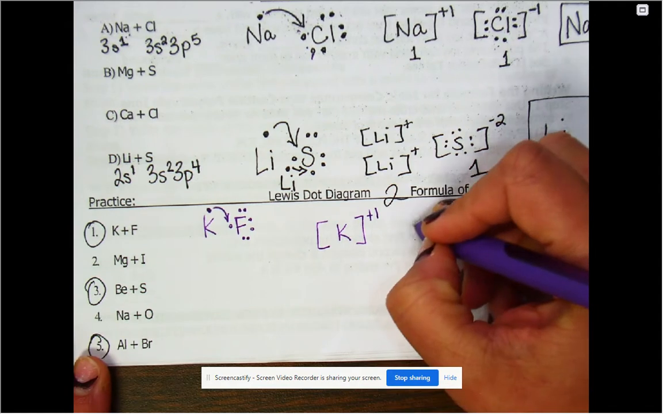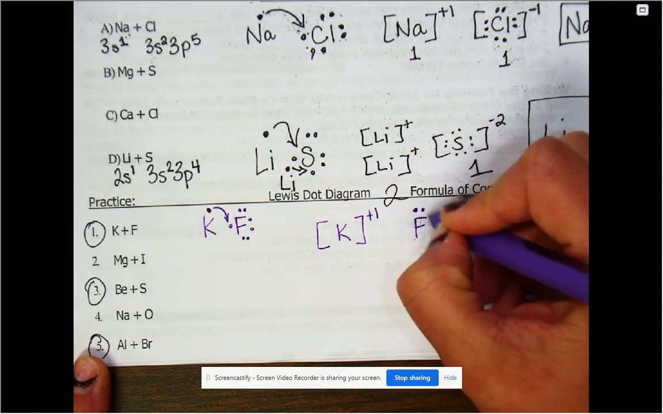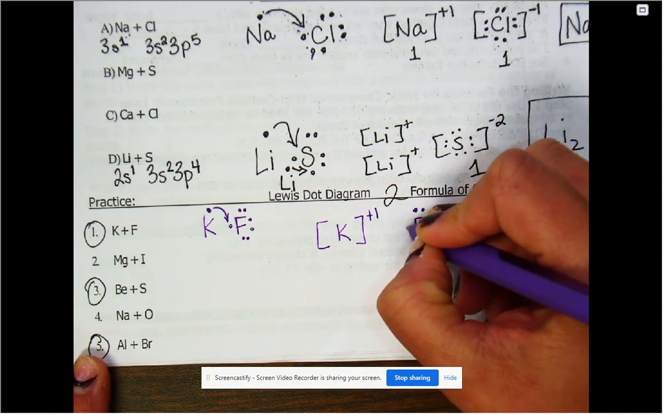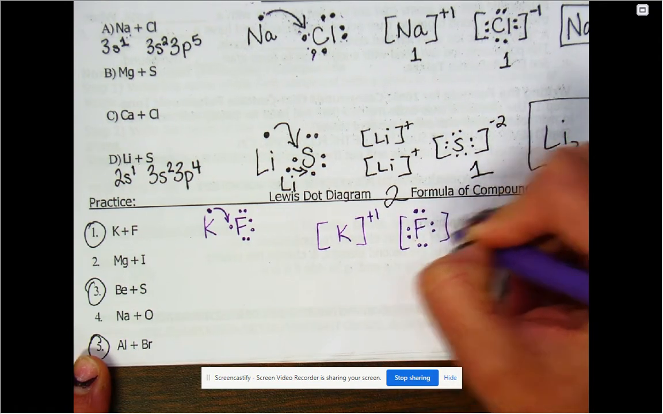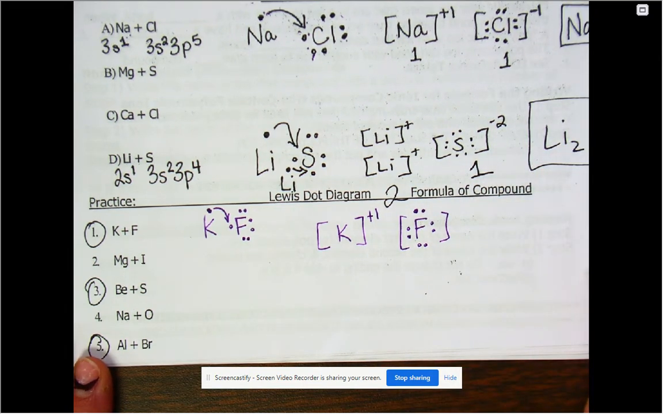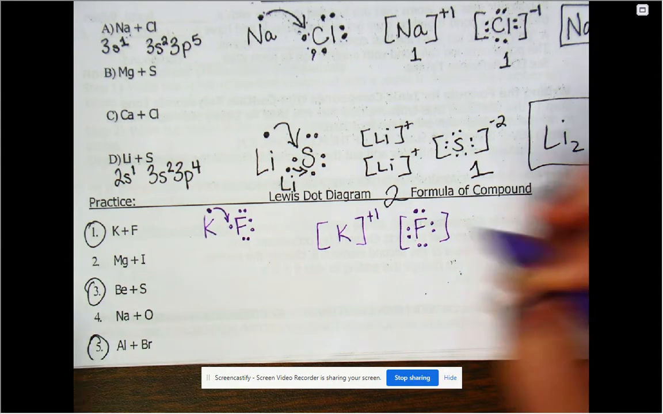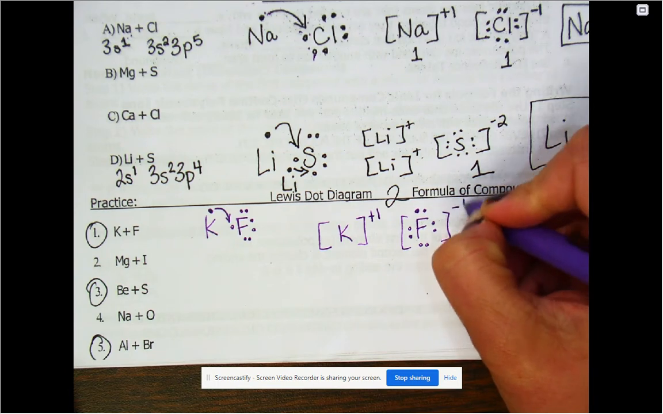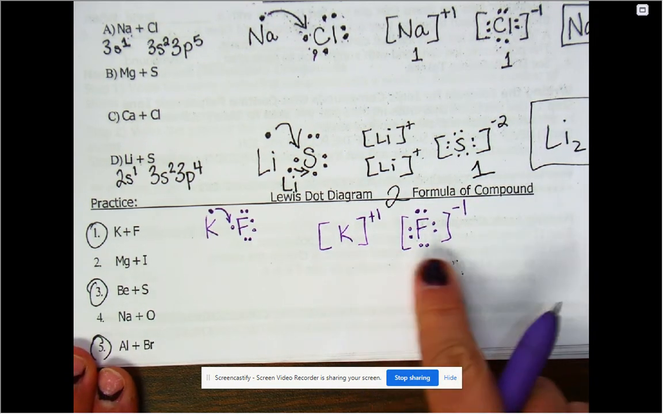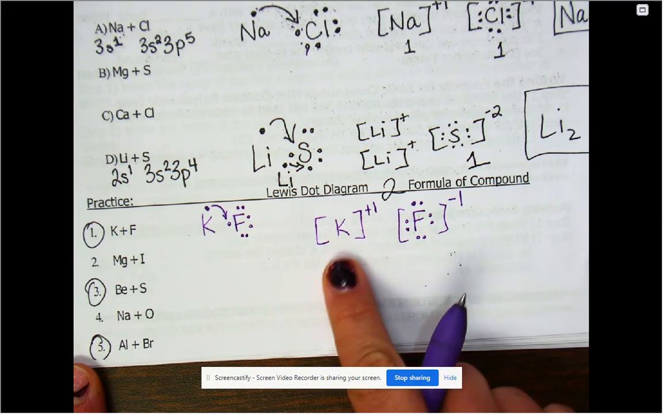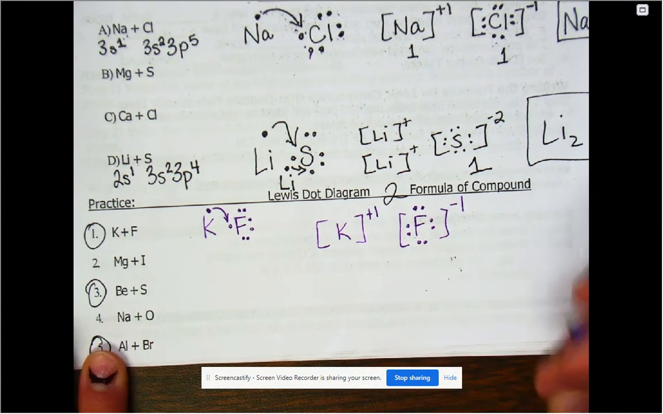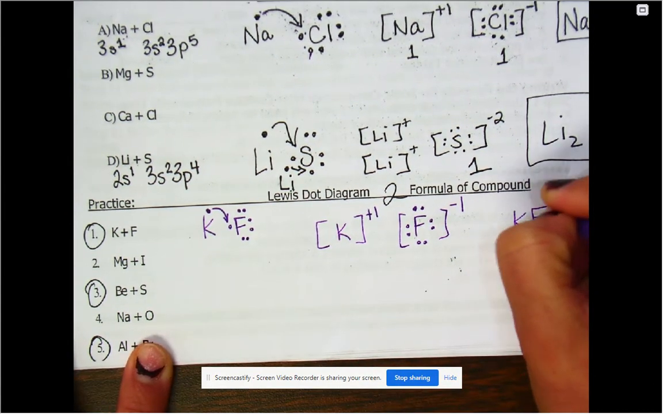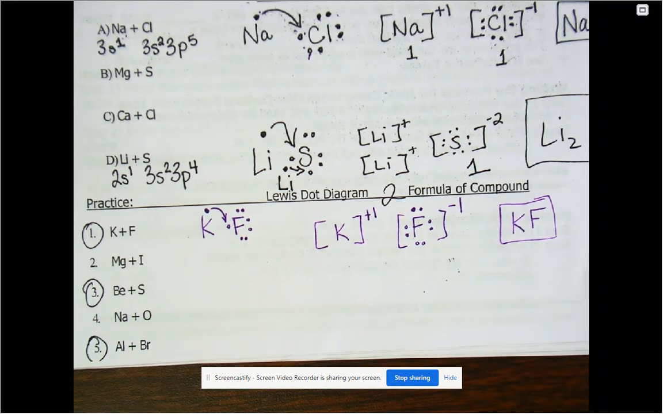Fluorine has how many dots around it now? 1, 2, 3, 4, 5, 6, 7, 8. So fluorine gained that electron. So he gained one negative thing. So what is his charge now? A negative 1. Now you have to count up how many of each you have. I have 1 potassium. I have 1 fluorine. So we're just going to put it together like that, and there's your formula.